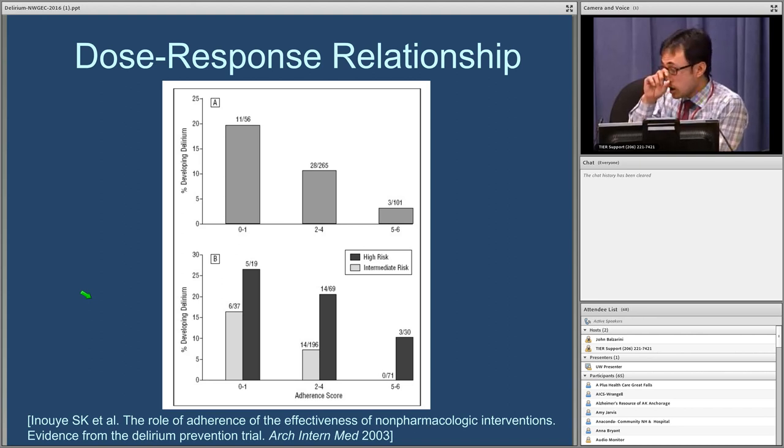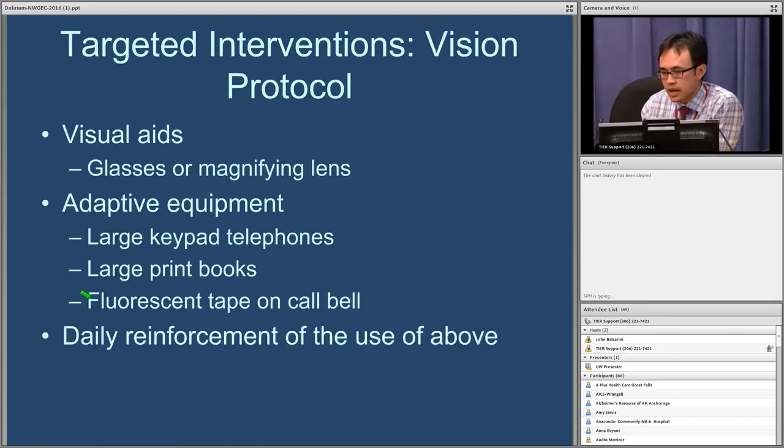So how I incorporate this into my clinical practice is this. You could see that it's incredibly time intensive. I'm going to go back a couple of slides.